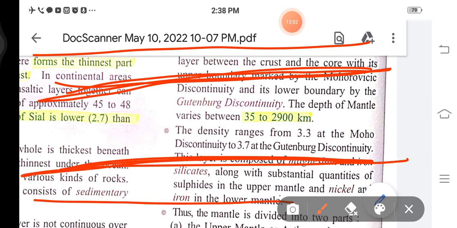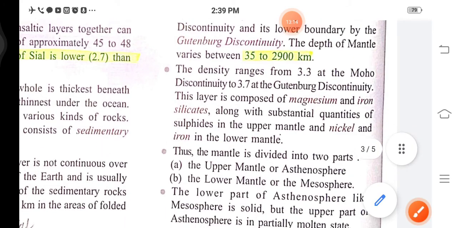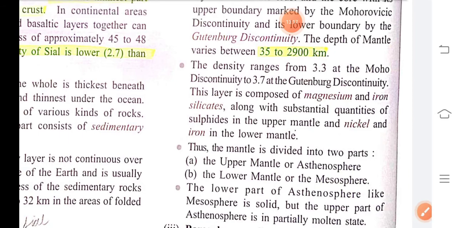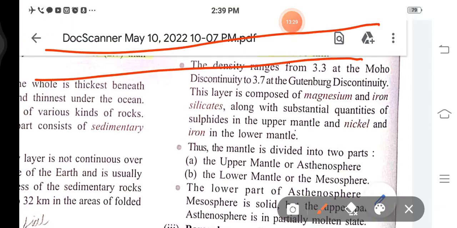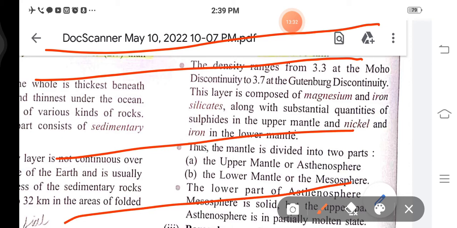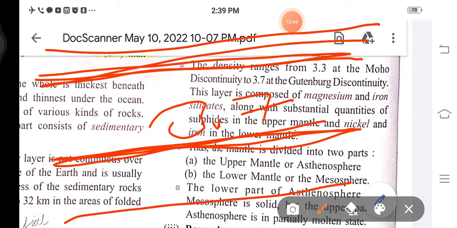So what is the depth of the mantle? 35 to 2900 kilometers. You have to learn this in this chapter. There are a lot of depths given, you have to learn them. The density ranges from 3.3 at the Moho discontinuity to 3.7 at the Gutenberg discontinuity. See what they are saying: here is the crust, here is the mantle and here is the core. So at the Gutenberg discontinuity there is 3.7 density, and here at the Moho discontinuity 3.3.